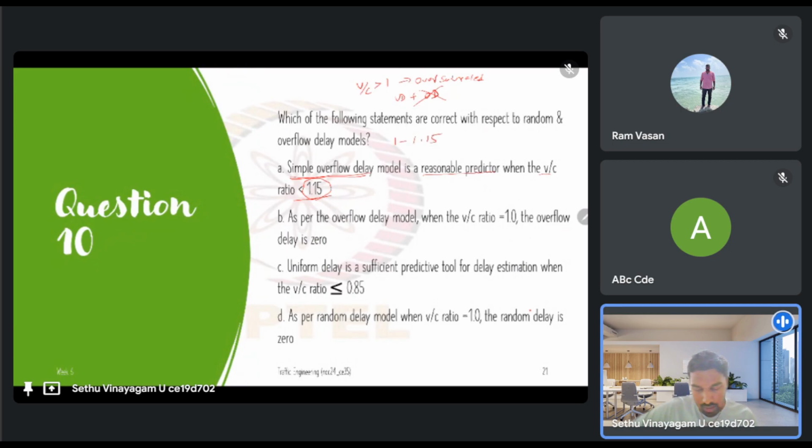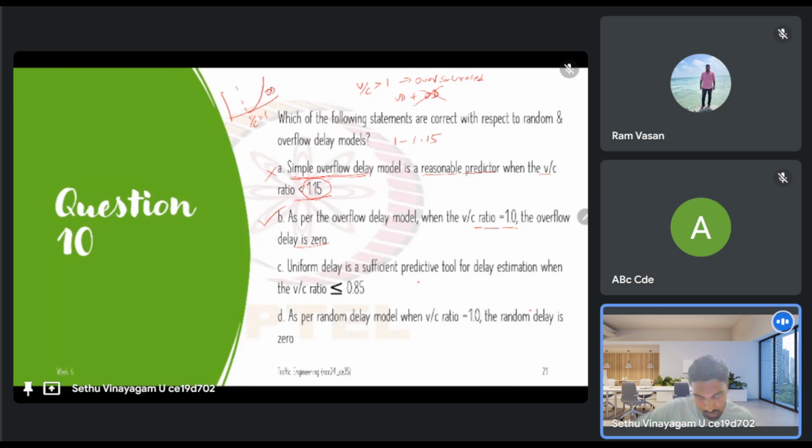Okay, so therefore A is not good when V by C ratio is more than 1. So that is covered here. Therefore A is not correct. B is, as per the overflow delay model, when V by C ratio is 1, overflow delay is 0. So this is correct, right? As we saw, in the inconsistency at V by C equal to 1, the overflow delay model will be like this, right? So at V by C equal to 1, overflow delay is 0 as per the model. So therefore that is correct.